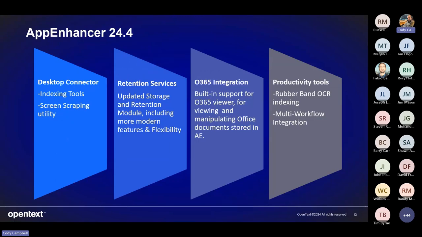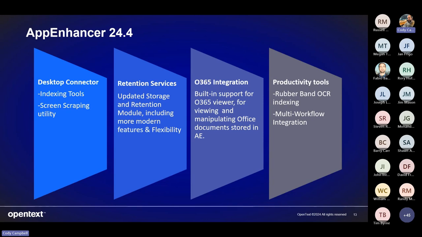That said, for 24.4, the desktop connector was one of our new innovations that you saw in the last release. That's something that we're continuing to build upon. So I'll show that today. There's some more indexing tools. We're adding a screen scraping utility to it. The rendering services, the updated storage and retention module, including that's more around all the modern features that we want to bring for the next release.